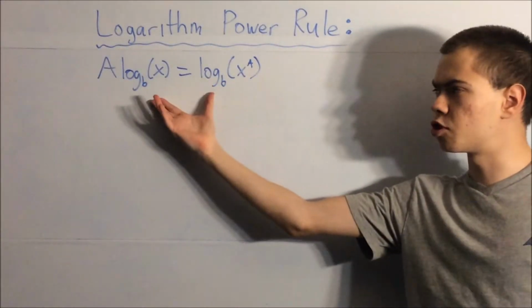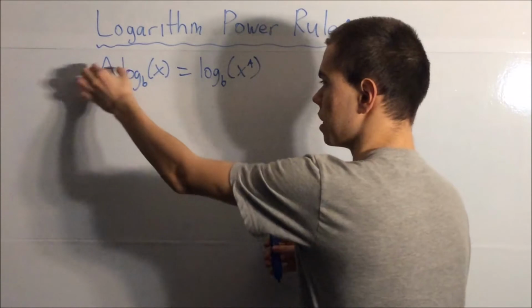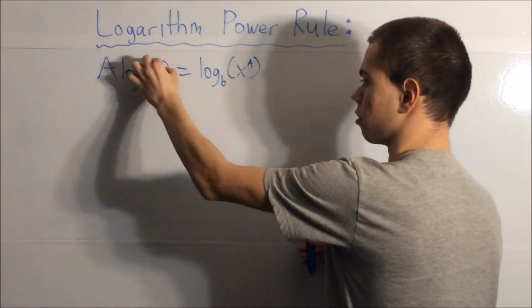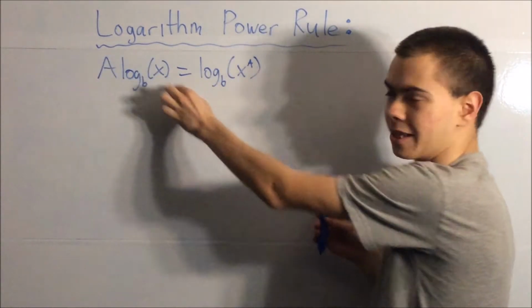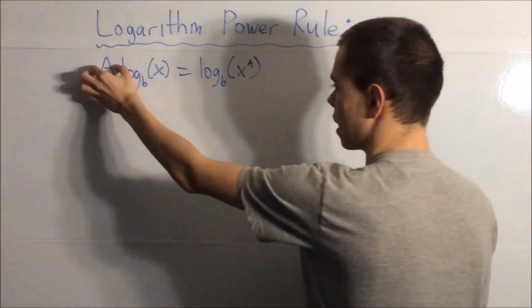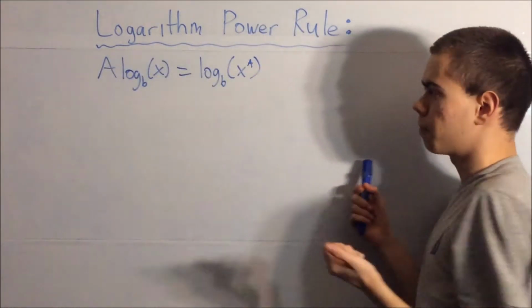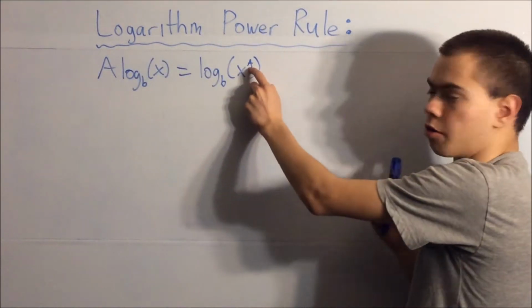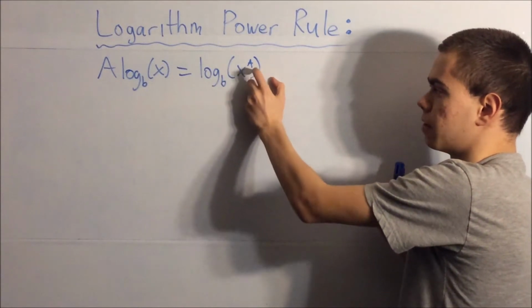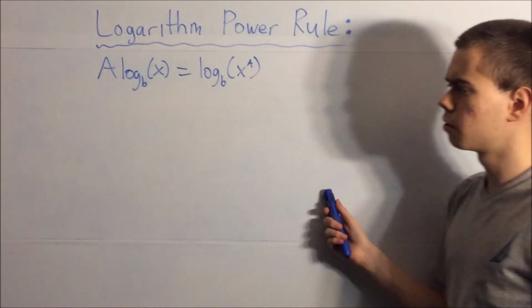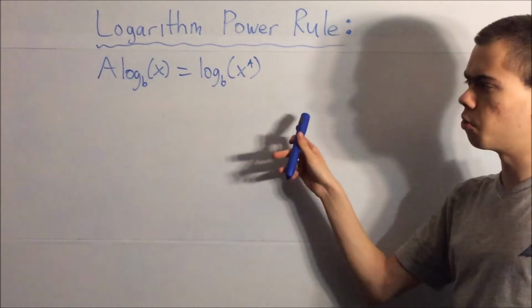So it turns out that this is true. And pretty much what you can see is this a can go inside the logarithm and become the power of whatever's inside there. That's what this means. Or whatever power you have inside the logarithm can be moved out to the front. But why is this true?